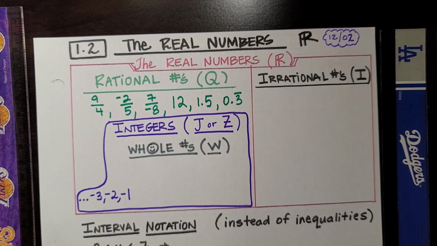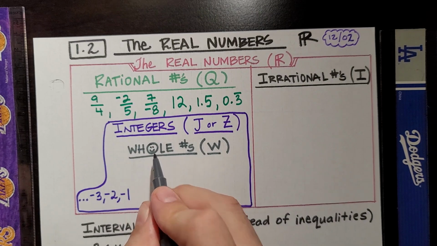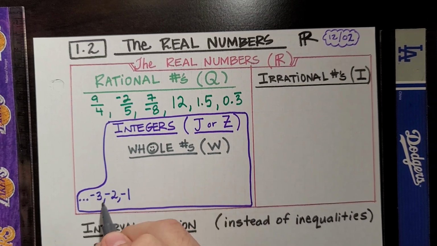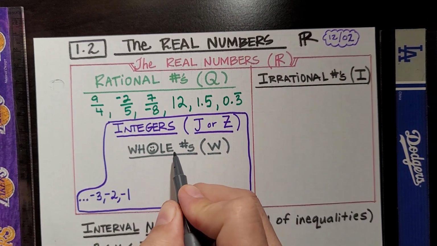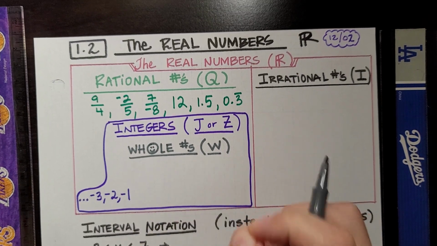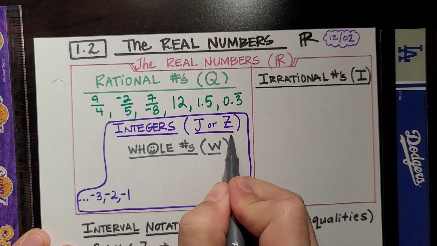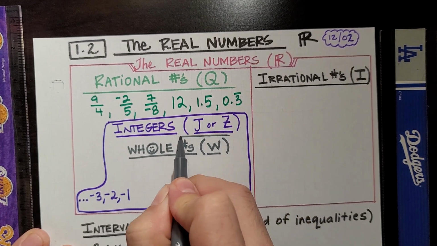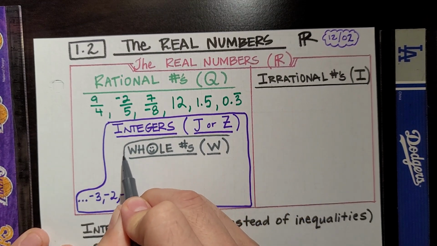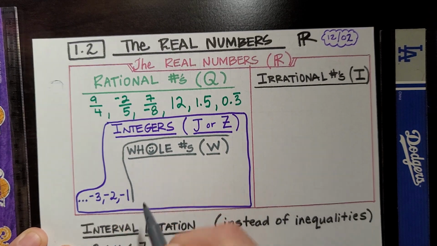Now, whole numbers do not include these negative numbers. Whole numbers consist of non-negative numbers. And I'm actually ready to put a box around this real quick. Let me see if I can do this. Sure we can. We can always do it.